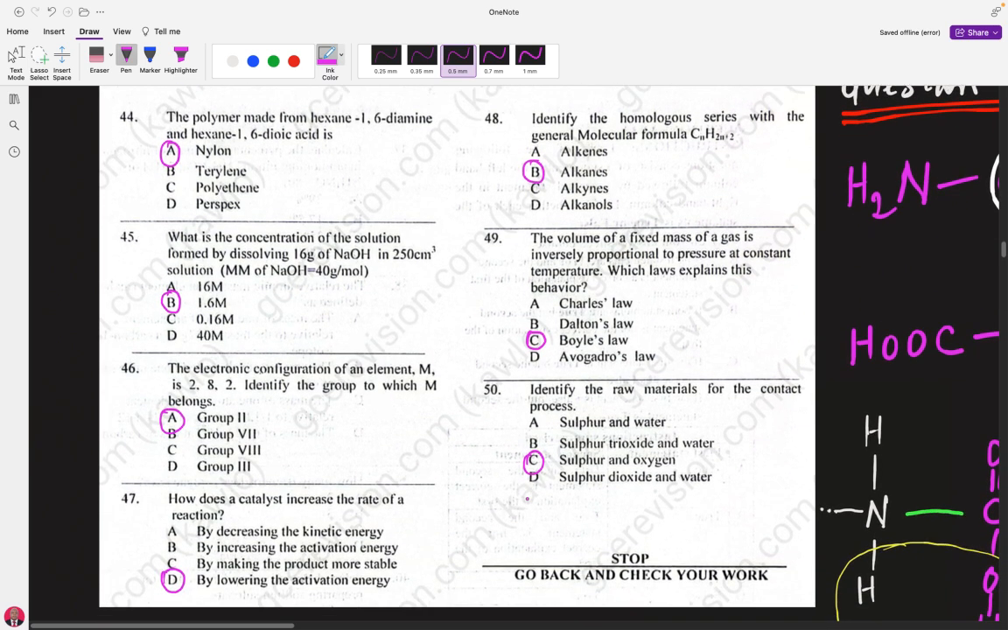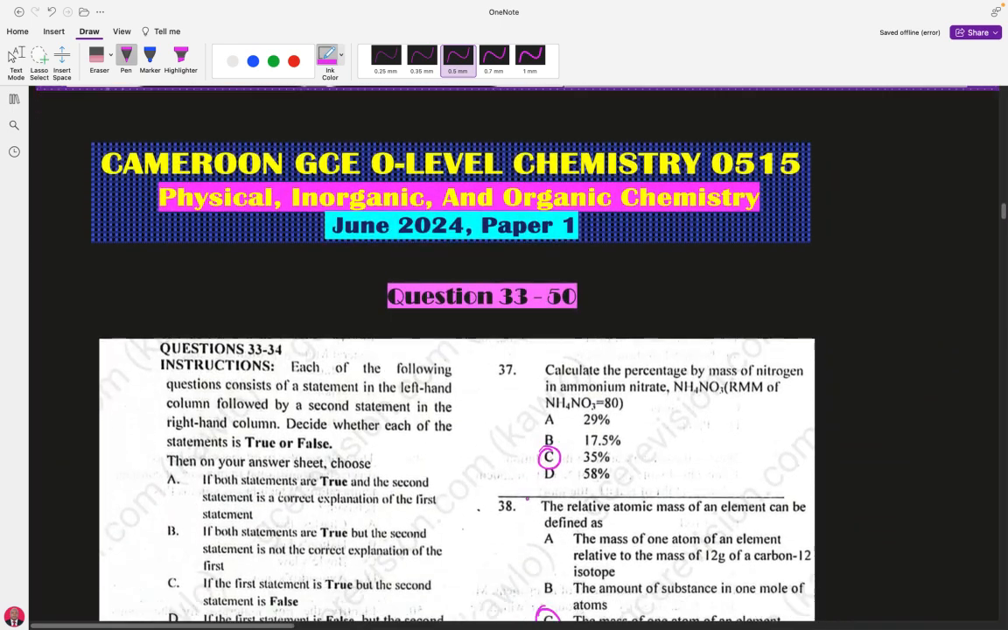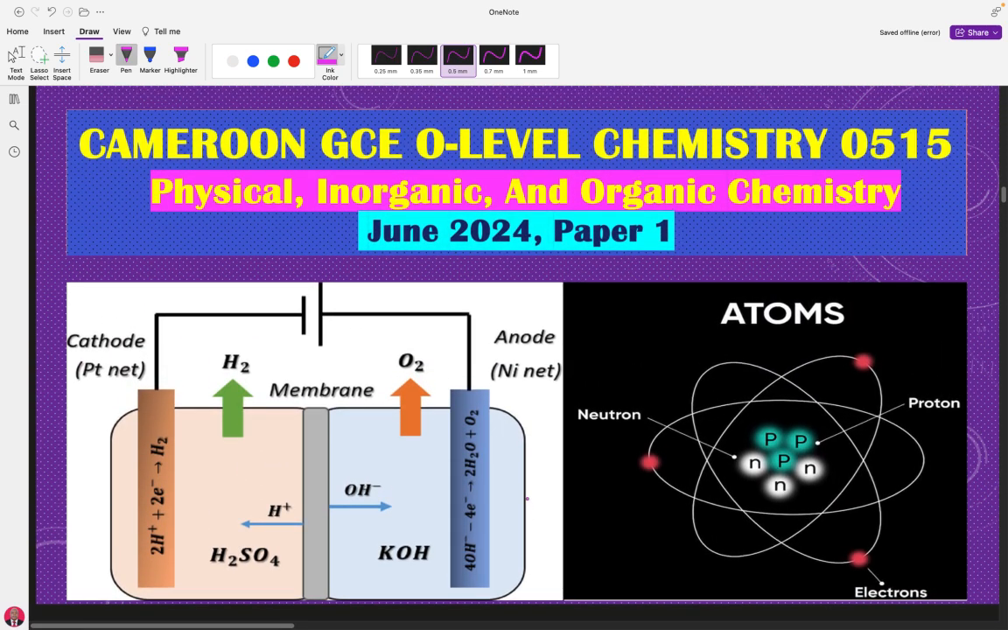Fellow learners, if you answer these questions like this, then I will be proud of you during your exams. Once more, go and study your qualitative analysis, your stoichiometry, that's calculations, writing your balanced equations. You need to study electrolysis well. You need to study organic compounds, their reactions, their products.